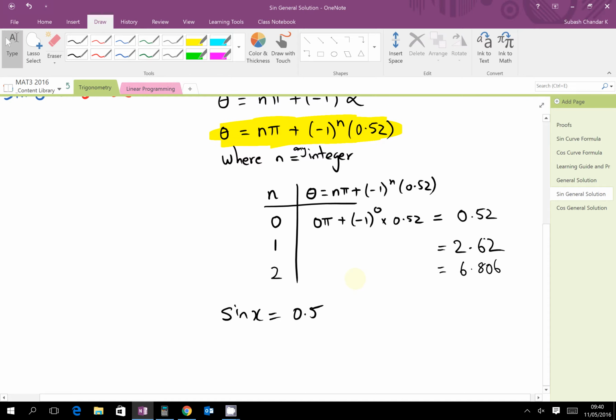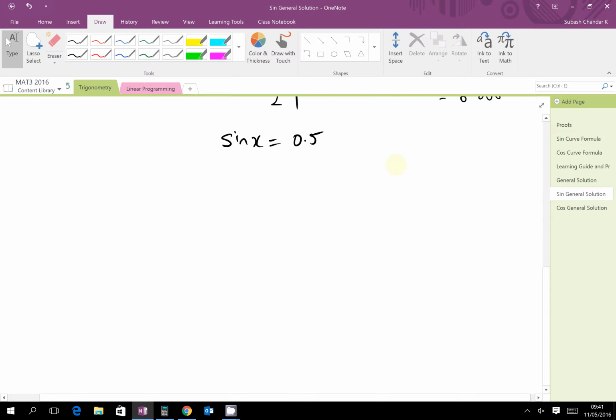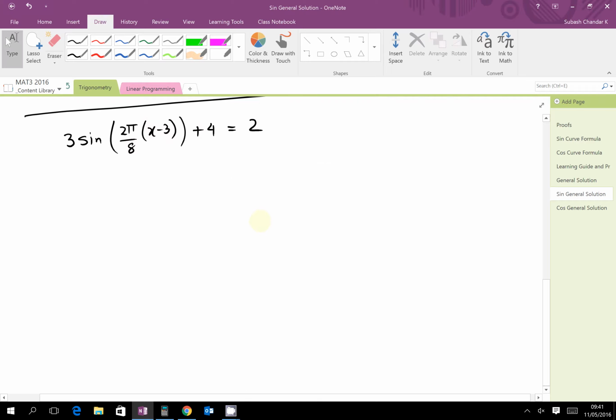So I want to go back to this question here. This was the first question we were looking at, right? So we had 3 sine 2 pi over 8, this thing, and you know how we had multiple solutions? How are we going to actually write this one in the form of general equation? So this is going back to what Anita's question was. She said, if I have this equation, which is 3 sine 2 pi over 8, was it x minus 3, plus 4, and that equals 2, right?